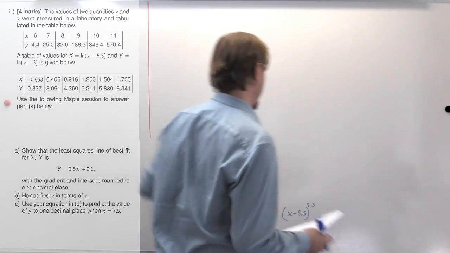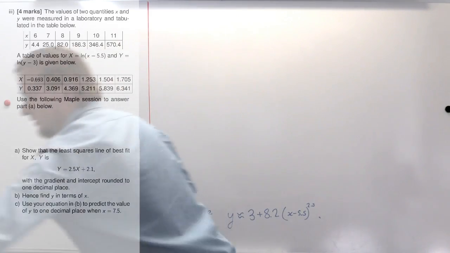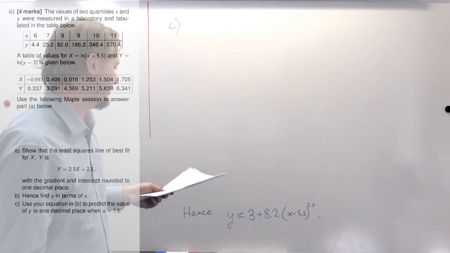Alright, so that was part B. Part C is, let's actually give it a go. So let's see what it tells me about x equals 7.5.